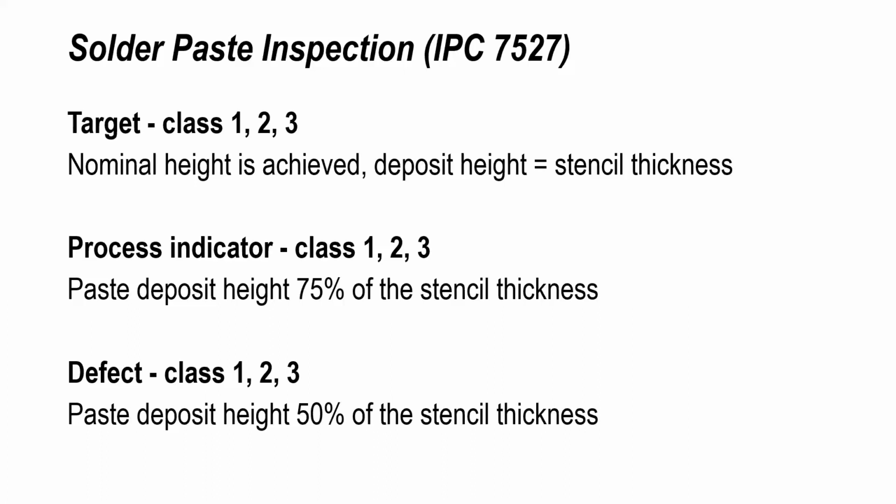and a process indicator, so a variation on the process, would be less than that, but a minimum of 75%, and so on. So the IPC standard breaks it down into target, process indicator, and defect class for each of the different levels of IPC.